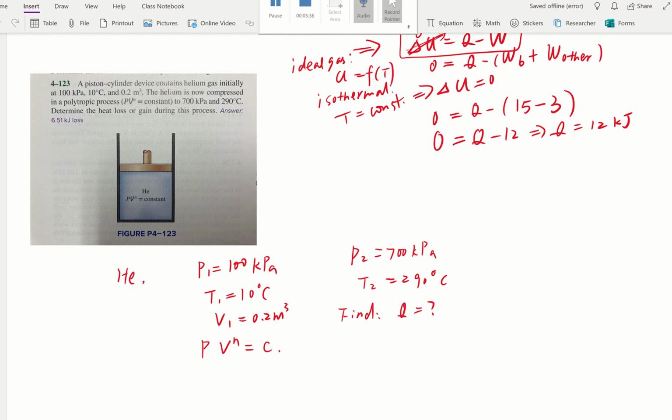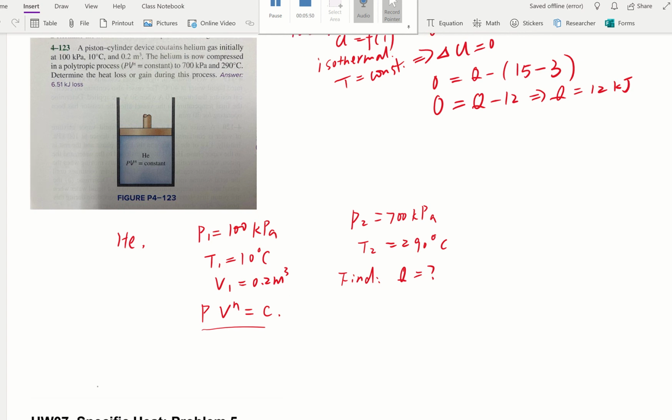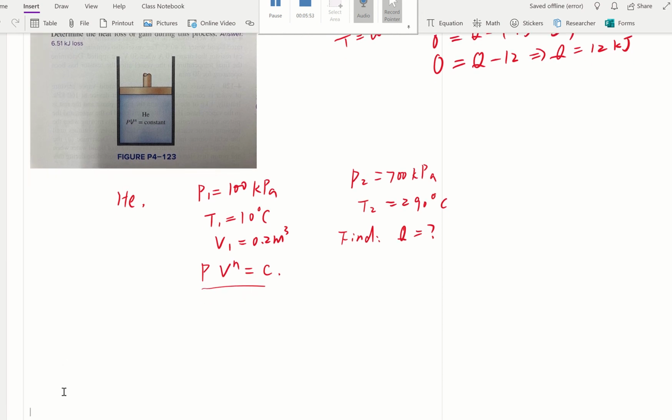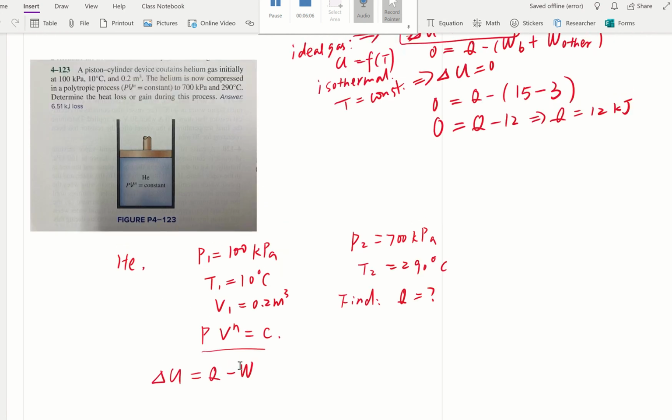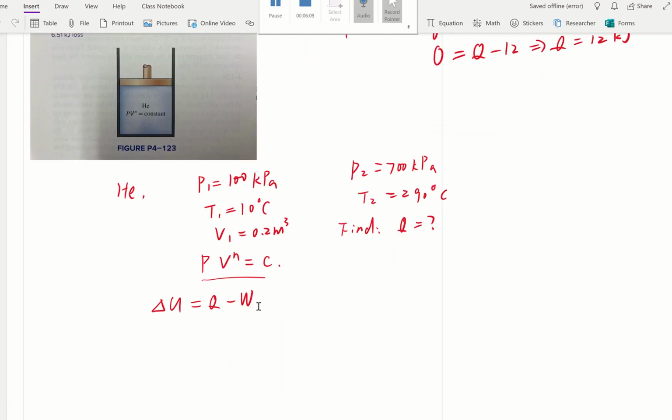Then it's first law, and this is not constant pressure. Why do I know it's not constant pressure? Because they said it's going to follow the polytropic process. It's also not constant volume. So in that situation, the first law we are going to use is the most original equation, like the previous problem. Here it's going to be delta U equal to Q minus W. Okay, we need to find Q, and we need to find the work. And here, since there's no other type of work, it will be just boundary work.